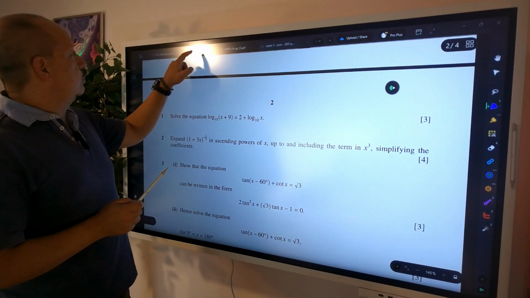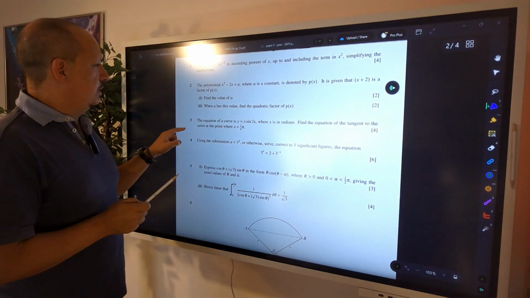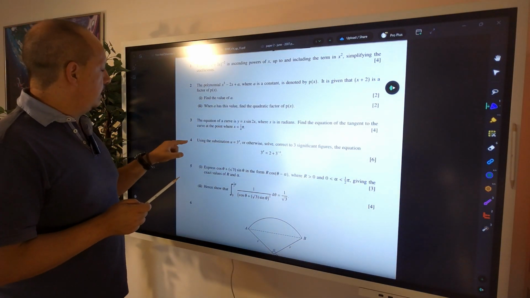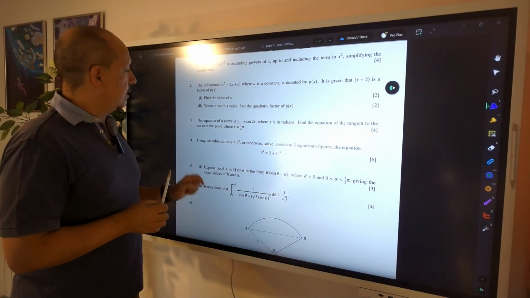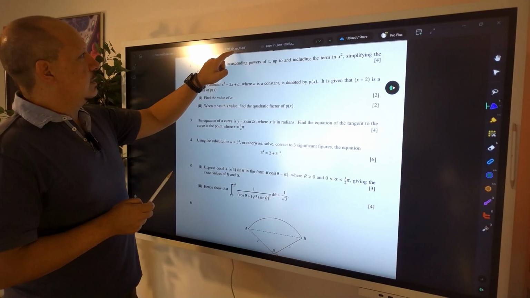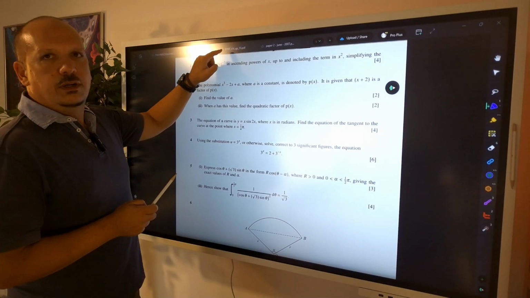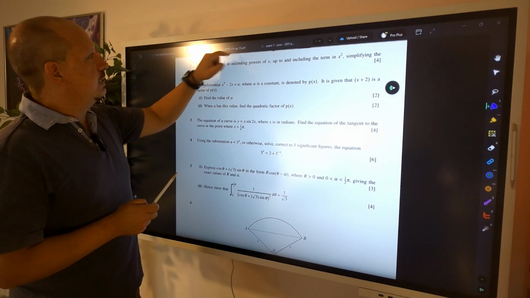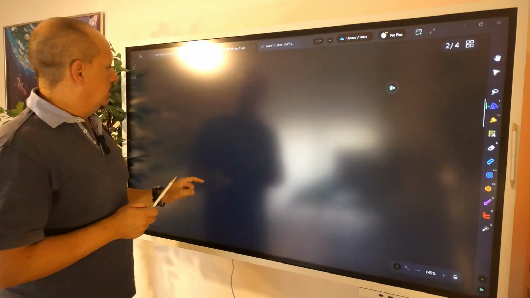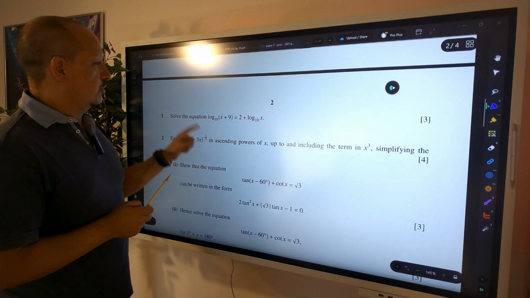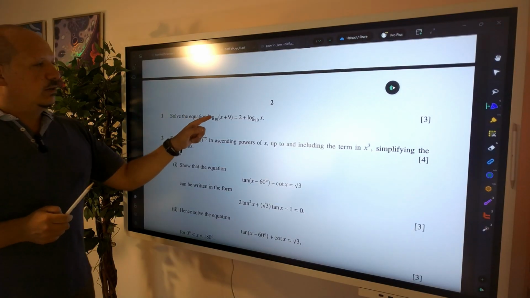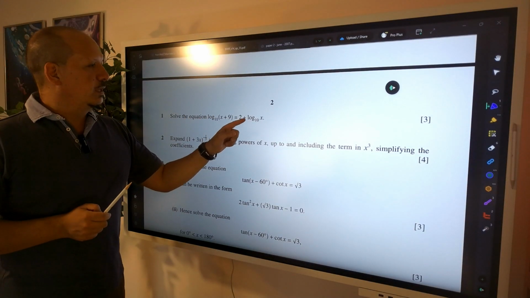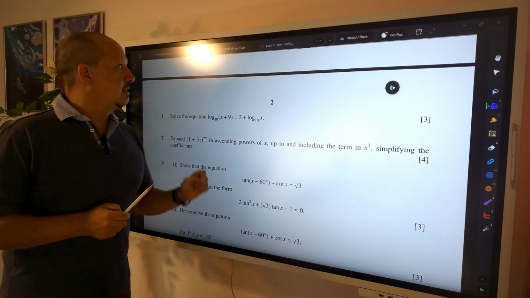This was the question, where is it? Question 4 from paper 3 from June 2007. This is a question from spring 2014, question paper 33, and the question itself is question 1. It says, solve the equation logarithm base 10 of x plus 9 equals 2 plus logarithm base 10 of x.